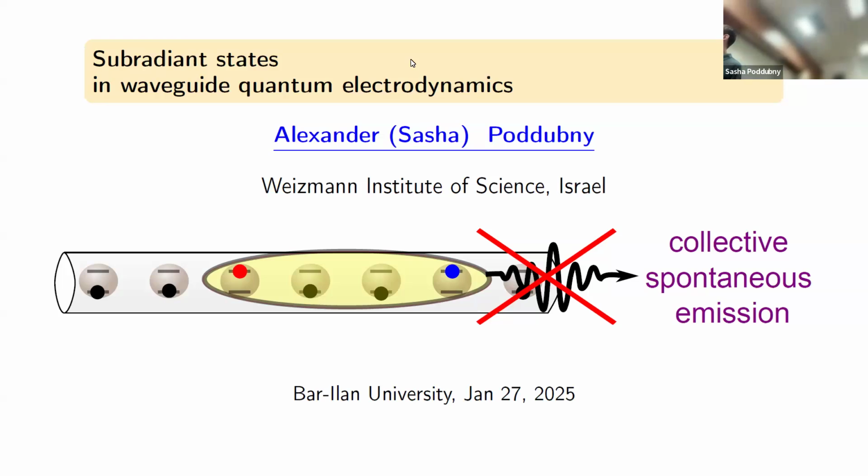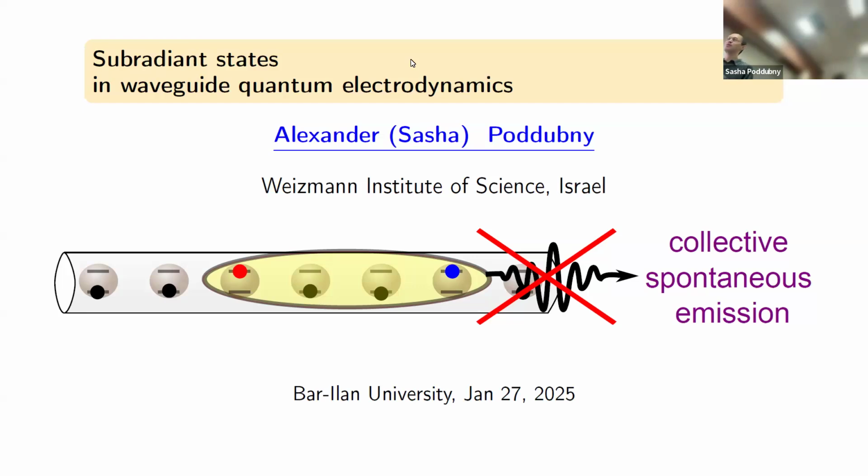Now they can be in the ground state or they can be in the excited state. And if they are in the excited state, they can spontaneously emit photons only into the waveguide in the model which I consider. But then you can get constructive or destructive interference, and I will talk about destructive interference of photon emission from atoms coupled to the waveguide.